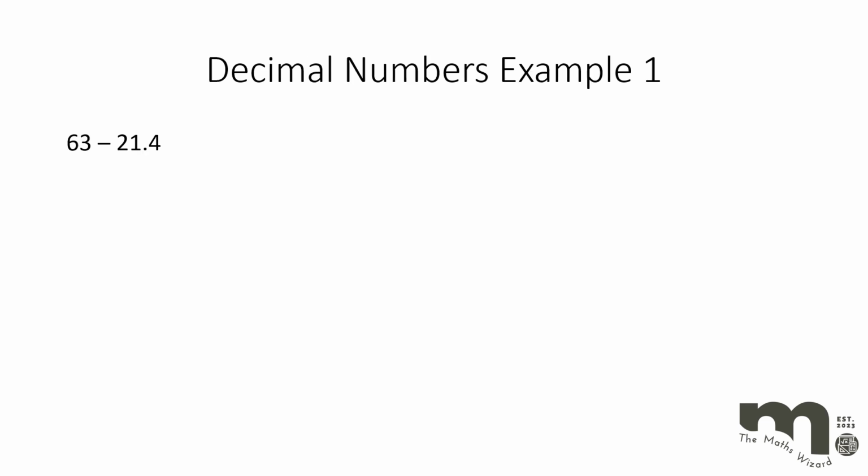Okay, here's your first decimal example then. So here we've got 63 minus 21.4. You might see this sort of sum in a money-based problem in particular. But there's not a massive amount of difference. We've just got to make sure that we've got the decimal point in the right place. So if you've got a whole number and you're subtracting a decimal, it might be quite useful to write a 0 after your decimal point there. So what we've now got is 63 minus 21.4, and the process is essentially the same.